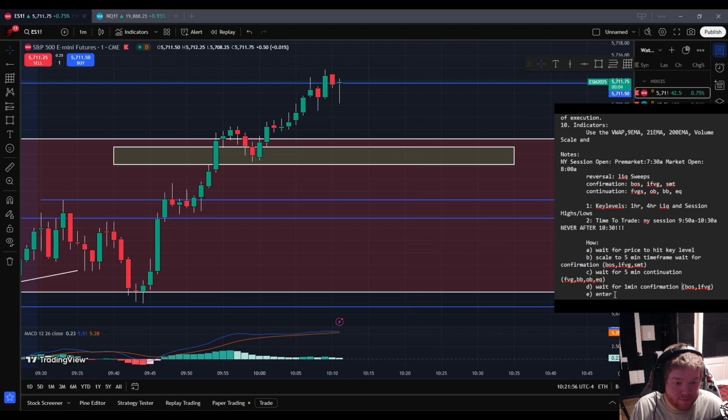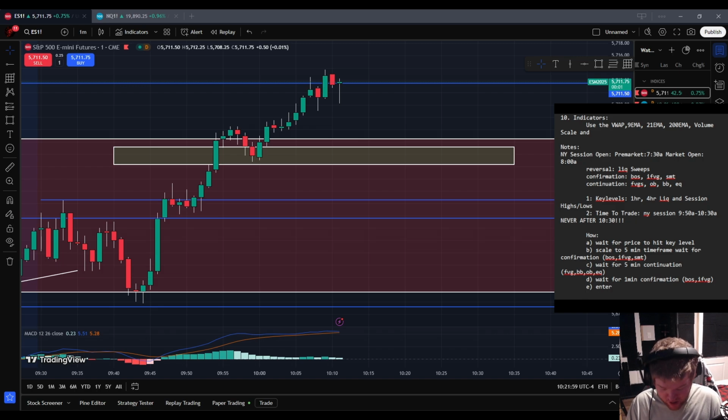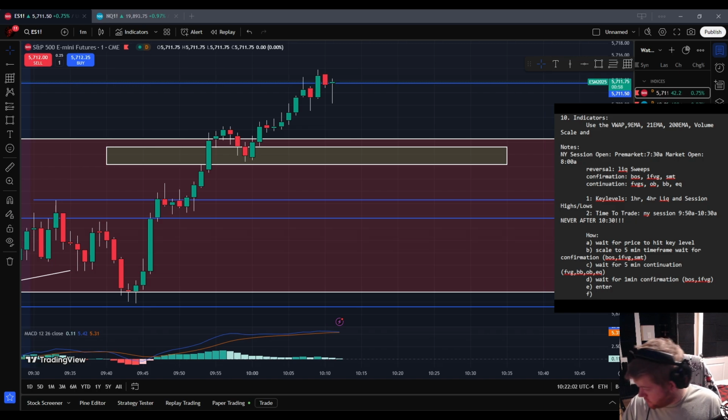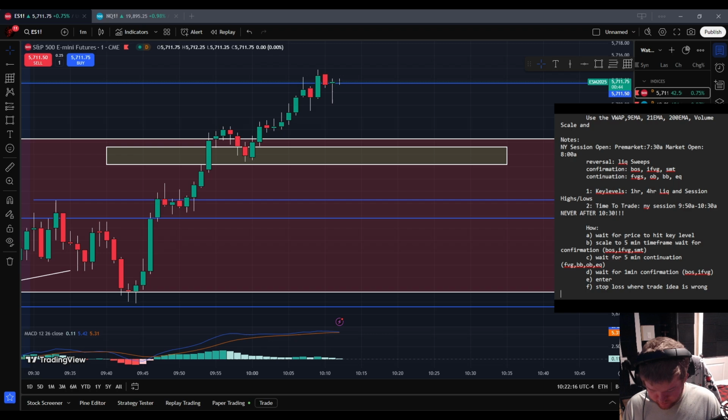Good day. Here's another note. F, for flunkies, like me. Stop loss: where the trade idea is wrong. He also has another one. G, for the greats. Take profit at other key levels. Makes sense. Makes a lot of sense, actually.